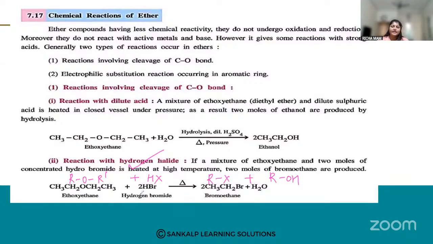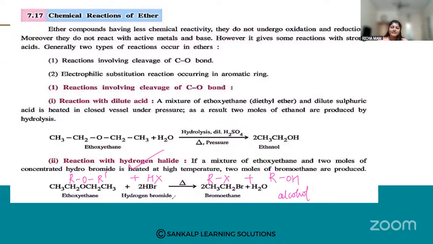In symmetrical ethers, the cleavage of the C-O bond takes place under very drastic conditions. When it reacts with HX, it is going to form an alkyl halide, and alcohol is given out.